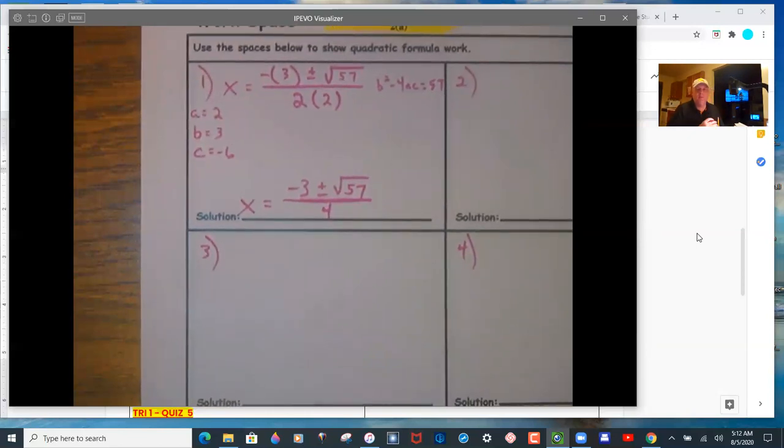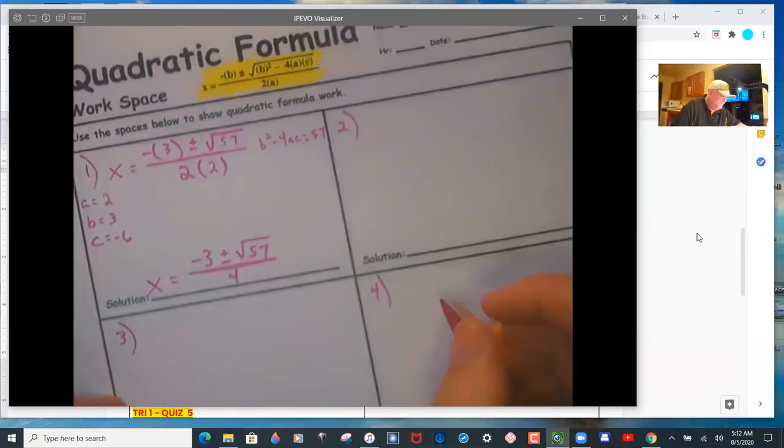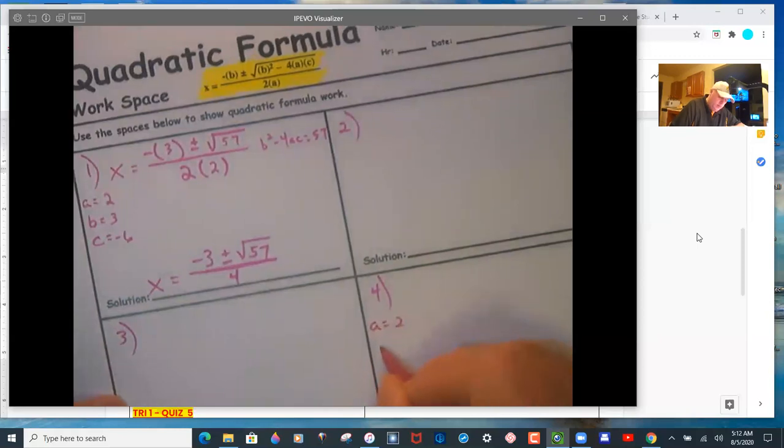So you have to try to keep the big picture in mind as you go to do these problems. So number 4, we have a is 2, and b is 4, and c is -4.